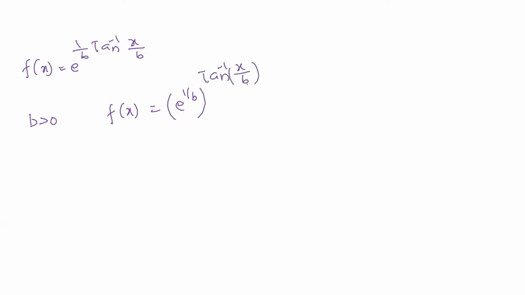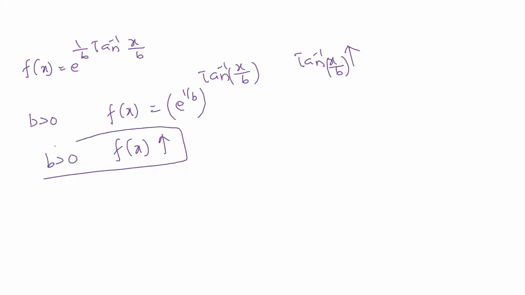Now we know as b is a positive number and tan inverse is an increasing function, tan inverse x is going to be increasing. So ultimately tan inverse of x upon b will also be increasing as b is a positive value. As the exponent is increasing, the overall function is also going to increase. That means f(x) is going to be an increasing function in case of b greater than 0. So that is one property that we are going to get.